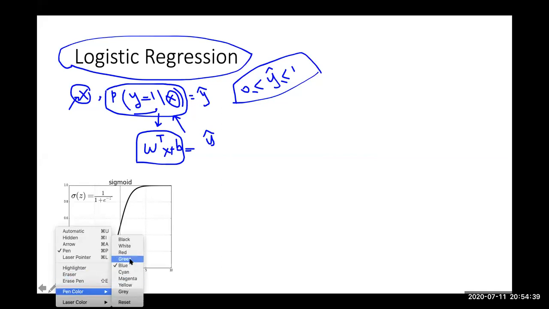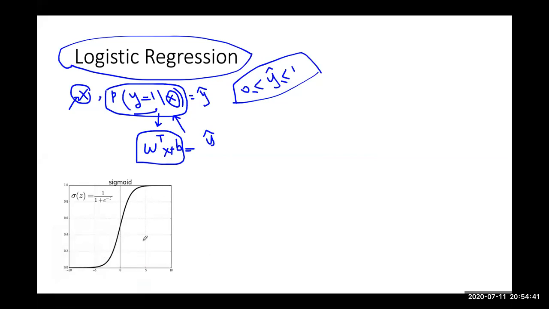So whatever number is here, we have W transpose X plus B, and we pass it to a function called sigmoid. They use sigma for sigmoid. Here in this picture, you see what the sigmoid function looks like if you draw it. So this is the equation of a sigmoid.